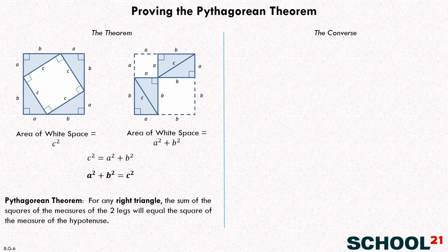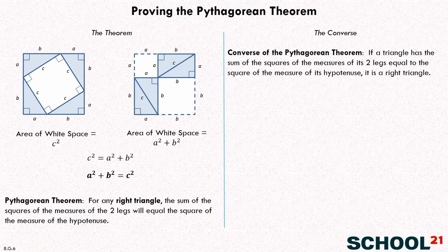And now let's also prove what's called its converse. Okay, a converse is kind of going the other direction. So instead of saying, if we have a right triangle, let's prove that A squared plus B squared equals C squared, we're going to say, if we have a triangle with A squared plus B squared equals C squared, it is a right triangle. We're going to try to prove that as the theorem here.